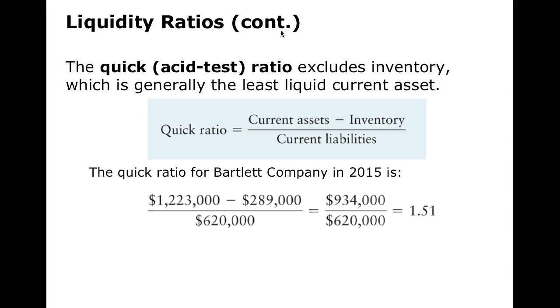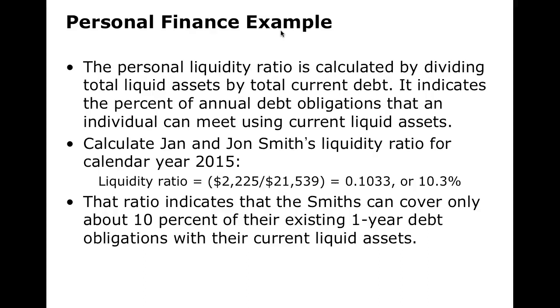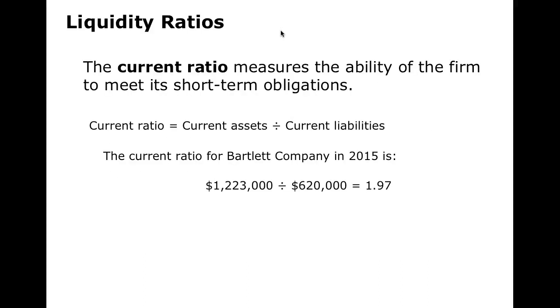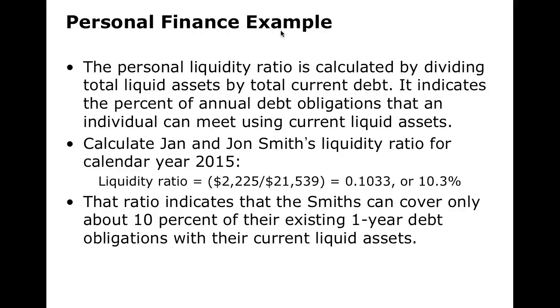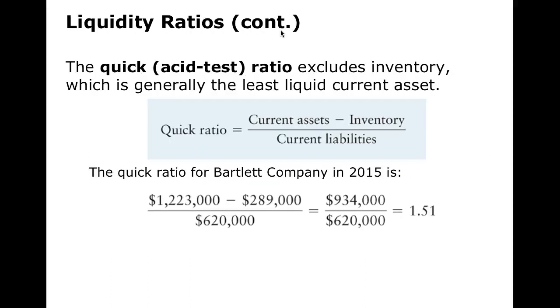And again, the higher this number, the better. You can see that at 1.51, that's going to be lower than their 1.97 current ratio. So if a company has inventory, their quick ratio will always be lower than their current ratio. And how much lower it is tells you how much inventory matters.